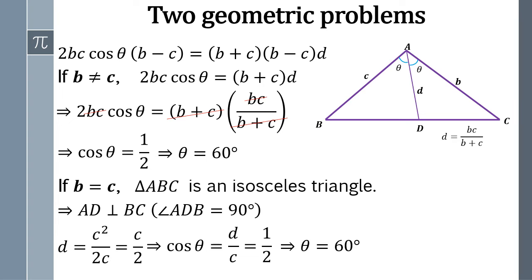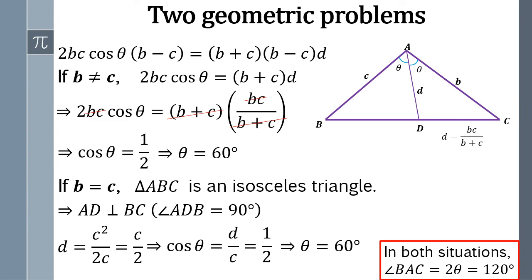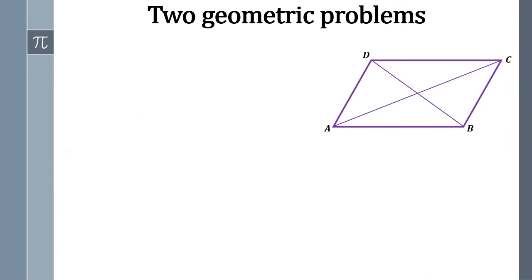And from here, theta equals 60 degrees, which is the same as we got in scenario 1. That means in both situations, angle BAC, which equals 2 theta, equals 120 degrees. This problem gets solved. Problem number 2.